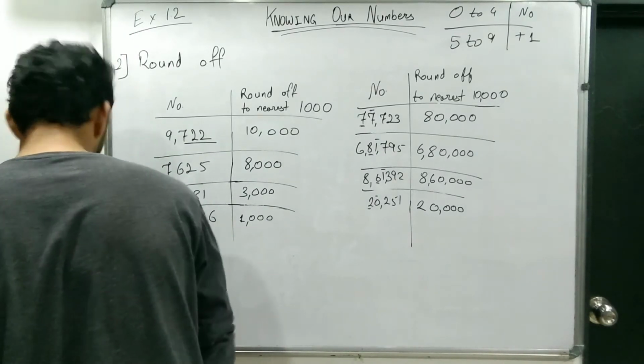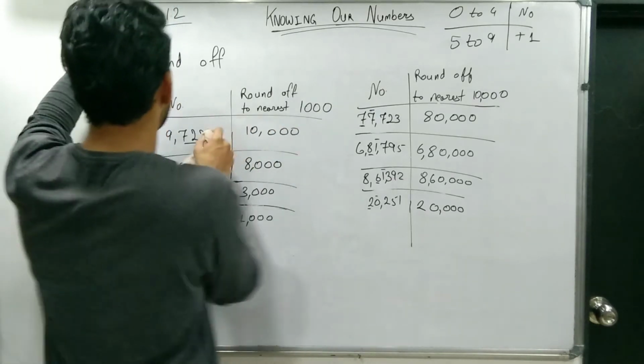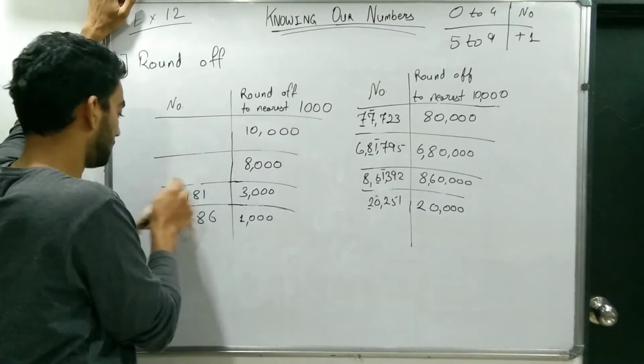Next we have to round off to nearest 1 lakh, nearest lakh.